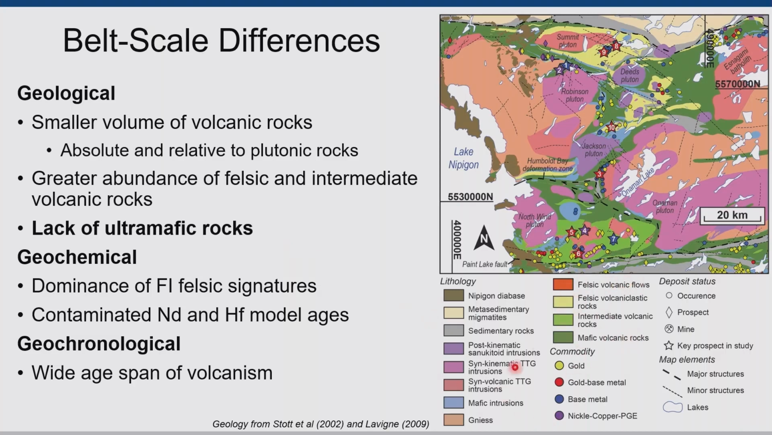But there are no ultramafic rocks, with the exception of a few layered mafic intrusions, within this greenstone belt. And that's a really big difference because those indicate differences in processes.